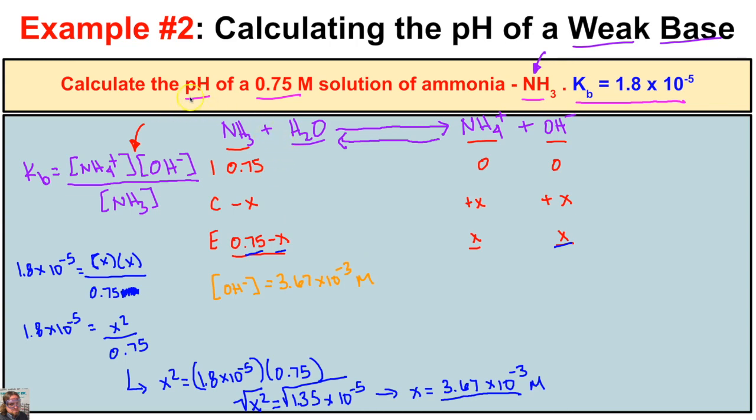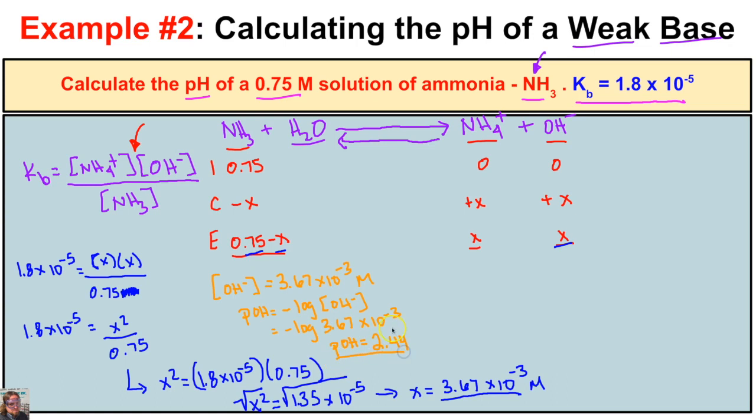And so now let's go back to this question. We want to calculate the pH of this solution. Well, we know the OH minus concentration here. And so how can we calculate the pOH? To get our pOH, we are going to take the negative log of our OH minus concentration, which is the negative log of 3.67 times 10 to the negative third. And when we put this in our calculator, we're going to end up with a pOH equaling 2.44.